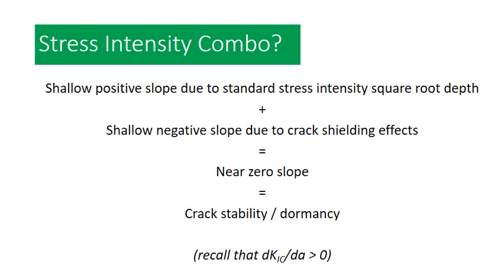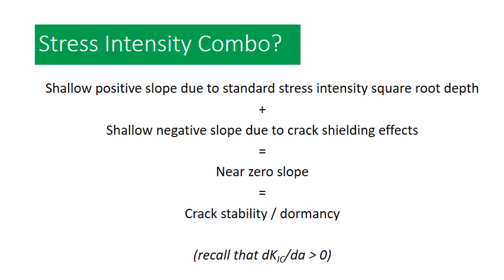When we look at the combination of how edge cracks with a back wall correction factor and periodic crack arrays with no back wall correction factor might influence each other, we can do a fairly simple piece of mathematics here and think to ourselves, if we have a shallow positive slope due to the standard stress intensity square root depth relationship, and we combine that with a shallow negative slope due to the crack shielding effects, the combination of those is going to give us a near zero slope. And what that's going to mean is that we're going to have some crack stability, crack dormancy. And those of you that have studied stress corrosion cracking in the past know that that's a very common phenomenon that's seen in a lot of different pipeline situations.